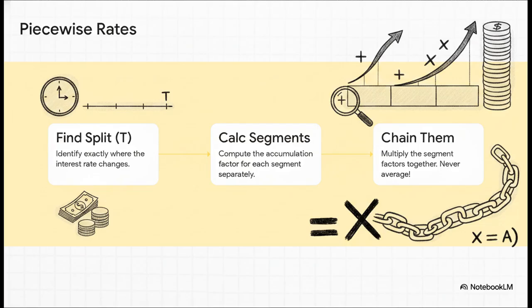Let's walk through it. Say you invest £1,000 for 8 years. It earns 5% for the first 4 years and 7% for the last 4 years. First, calculate segment 1. £1,000 times 1.05 to the power of 4 gives you an accumulated value of £1,215.51. Now treat that entire accumulated amount as your brand new principal for segment 2. Multiply £1,215.51 by 1.07 to the power of 4 to get your final answer of £1,593.28. You're just isolating the blocks of time and chaining the multipliers together.